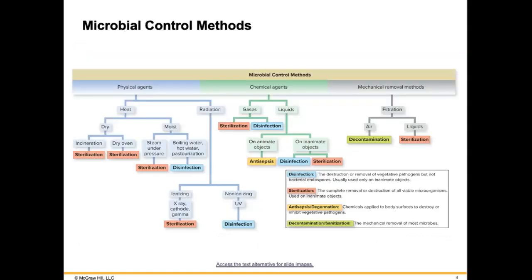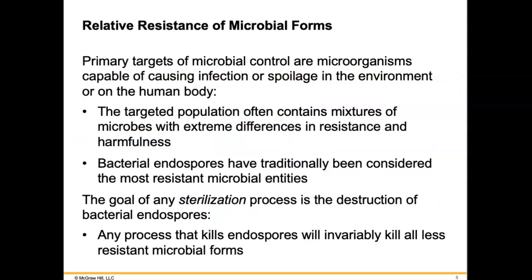All right, so this is just a flow chart showing some stuff that we're going to talk about, but you can use it as a quick reference because it has some stuff here that's easy to reference. I'm not going to get into that too much, but so relative resistance of microbial forms. So primary targets of microbial control are microorganisms that are capable of causing infection or spoiling food.